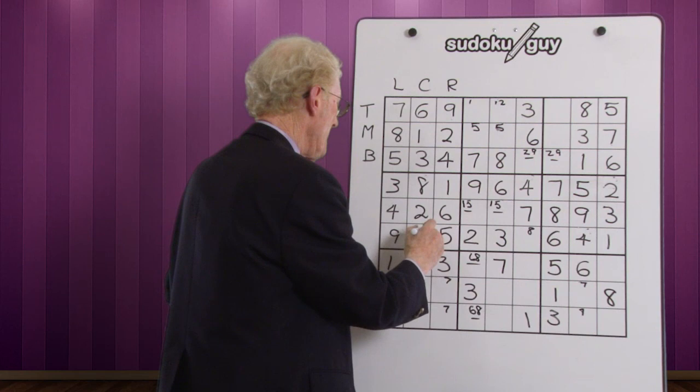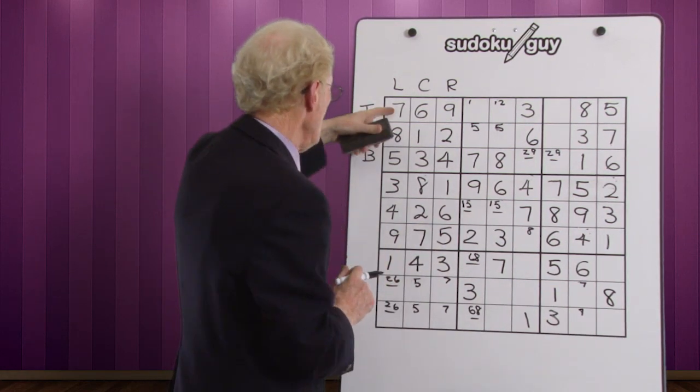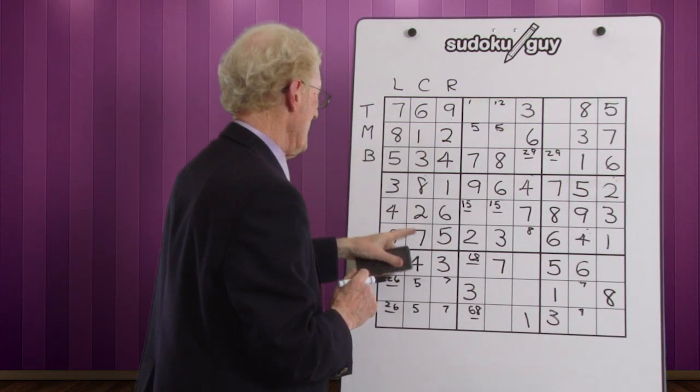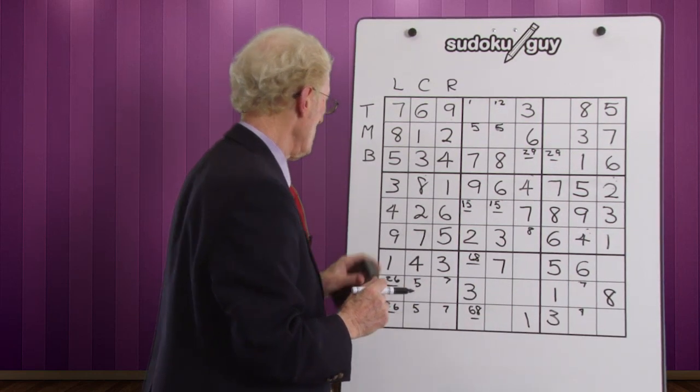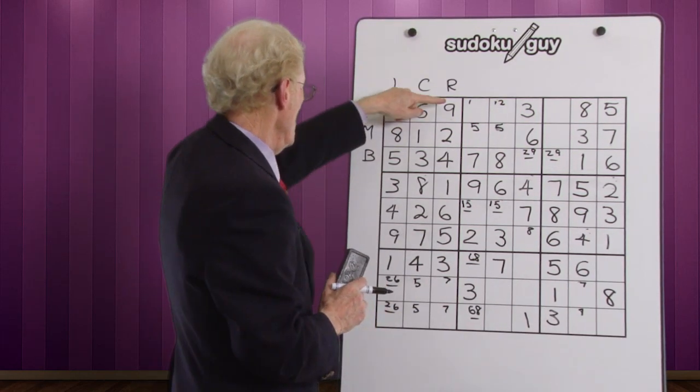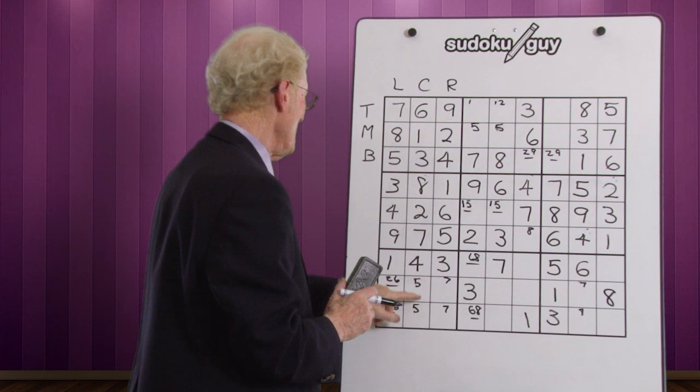What's the ramification of that? Let's have a look. Here's a 7 left. Here's a 7. It has to be on the right. That's all correct. That's good. What about the 9? One of these is a 9.